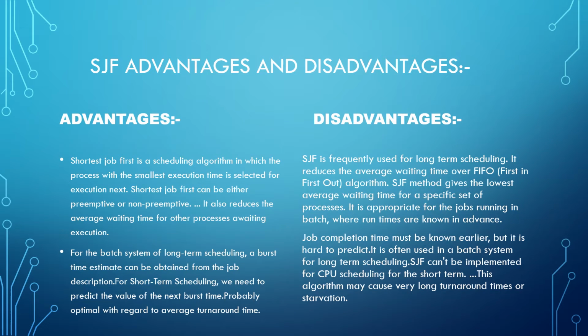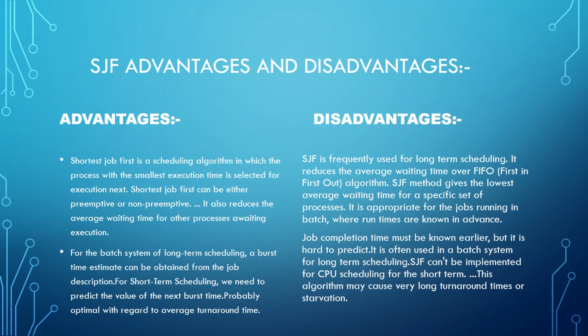If we have taken a title or topic, surely it would have an advantage too and a disadvantage too. So let us look at the SJF advantages and disadvantages. The advantage of SJF is, as we have seen earlier, the process with the smallest execution time will be selected for execution next. It can be preemptive or non-preemptive. For batch long-term scheduling, the burst time can be estimated from the job description itself. So we need to predict the value for the next burst time. So it will give a good average turnaround time.